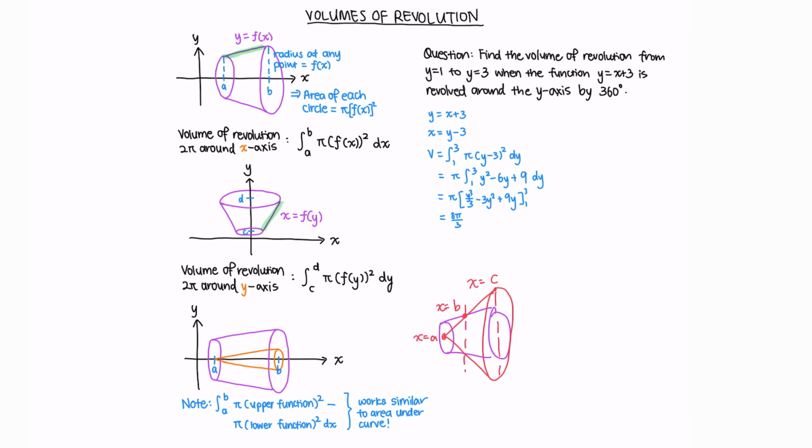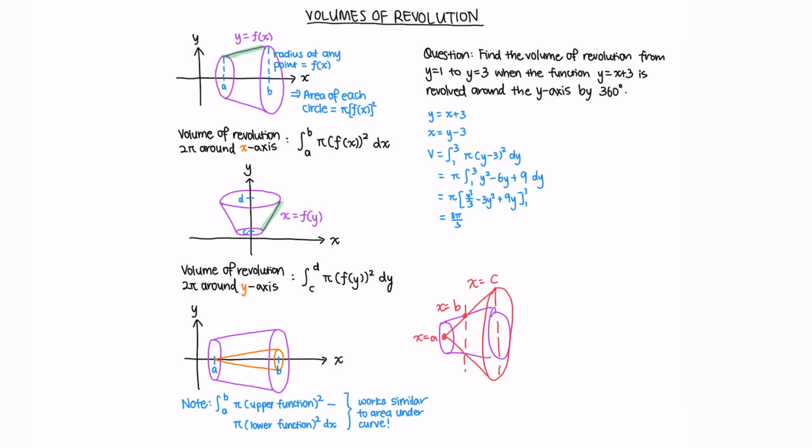Now if I want to find the volume between these two curves, the first part is this yellow part over here. I'm going to take the volume of revolution of the upper function minus the volume of revolution of the lower function. In this case, the upper function is the purple function. So I'll take the integral from a to b of pi of the purple function squared minus pi of the red function squared.